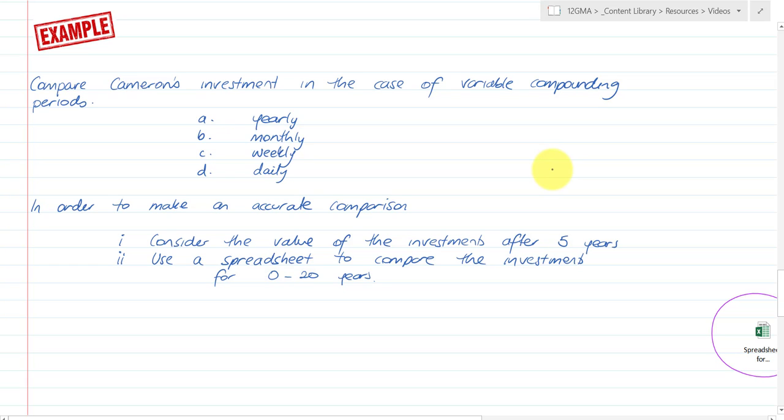Hi and welcome to video 7 of this Unit 4 Topic 1 Financial Maths from the General Math Curriculum. In this video we're going to look at what happens when we change investment periods and compounding periods.